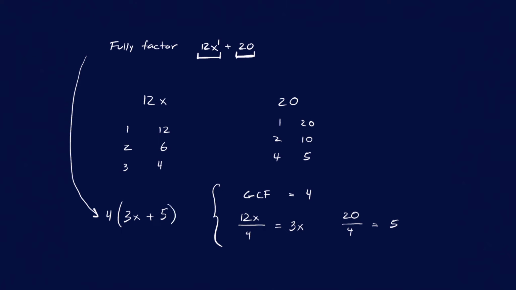And notice how if we bring the 4 back into the expression, like we multiply 4 by 3x and we multiply 4 by 5, we are left with what we originally started with, which is 4 times 3x, which is 12x, and 4 times 5, which is 20. So that's how we know we're right, because our greatest common factor multiplied by the other factor should equal the original expression. You might remember that from the introduction video.